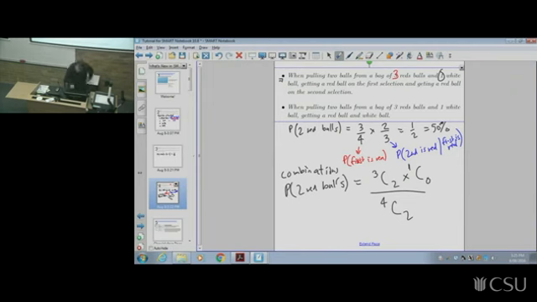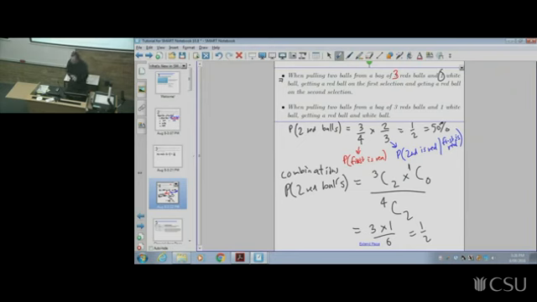And if you chuck this in your calculator, 3 choose 2 is 3, 1 choose 0 is 1, and 4 choose 2 is 6. Which gives you the same answer of a half, or 50%, like before. So they give you the same answer, which is reassuring.